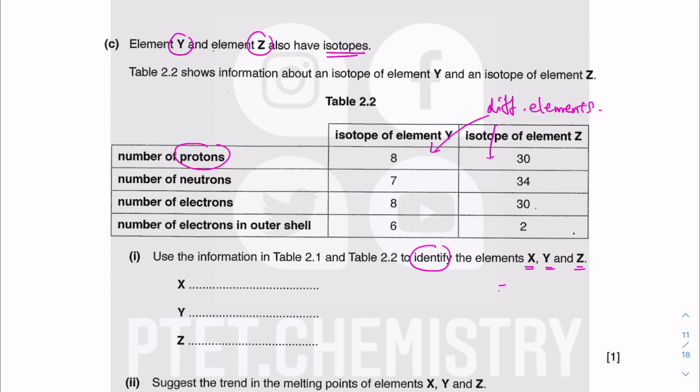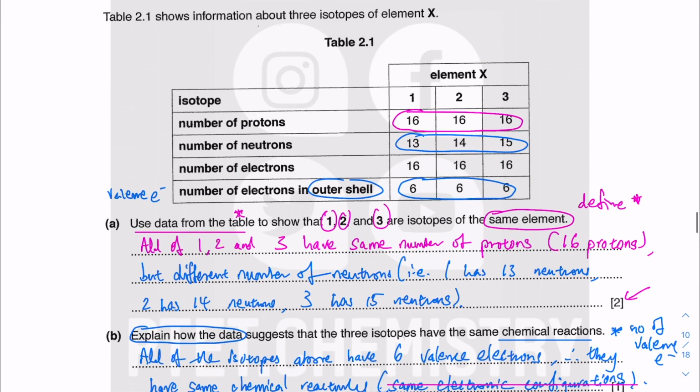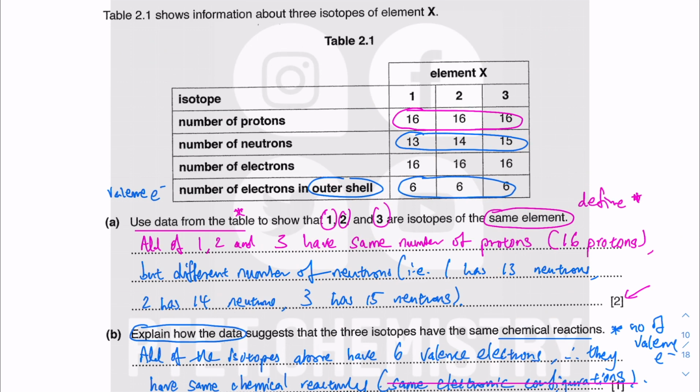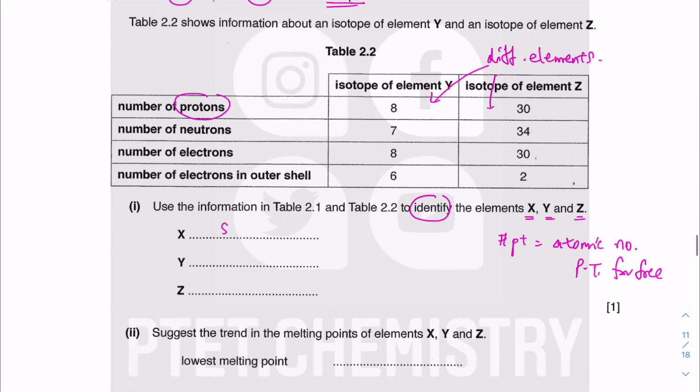Well, you look at the proton number, which is the atomic number, which you're given in the periodic table for free. So open up your periodic table. I can tell you element X, which has 16 protons, is going to be sulfur. Element Y has 8 protons, so that's going to be oxygen. And element Z, 30 protons, I will have to refer to the periodic table. Element 30 is zinc.